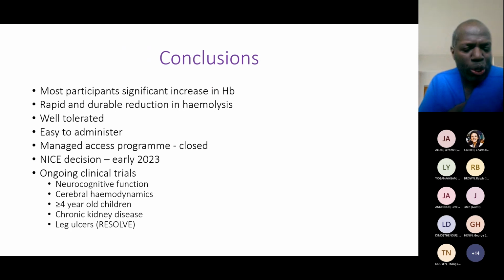Again, there are ongoing trials to assess other complications of sickle cell disease, in this case mainly related to cerebral function, neurocognitive function. They had a lower age cutoff of 12, so they've gone down to trialing this in 4-year-olds now. And they are also looking at this in relation to leg ulcers. Leg ulcers occur in the main due to vascular damage and nitric oxide depletion.